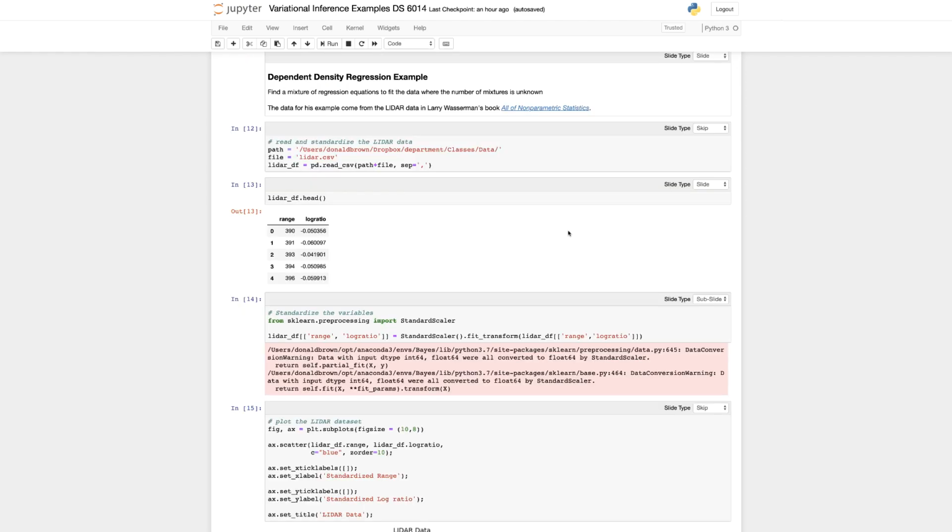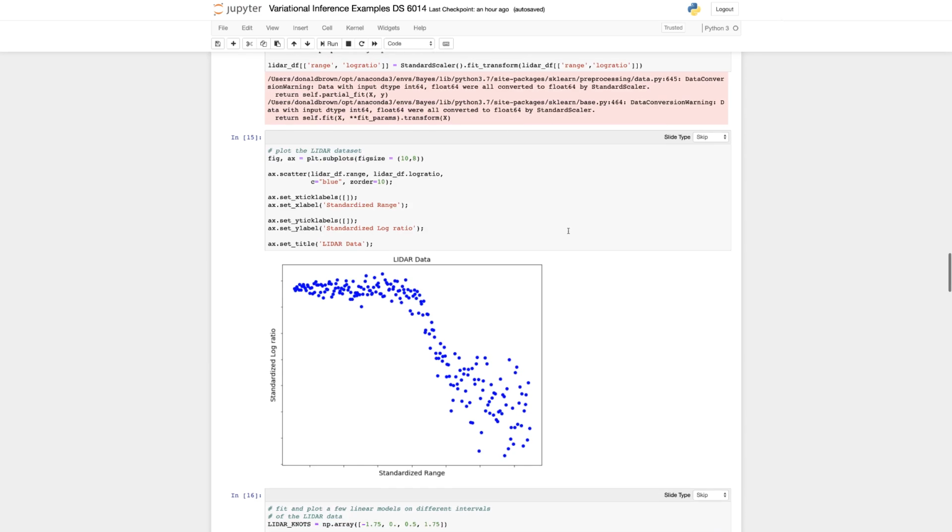Okay, let's now look at another example, and this is an example of attempting to estimate a density across a number of points in a space, and it comes from a data set on LiDAR data in this book by Larry Wasserman. Shown in the one cell is an example of what the data look like. You can see it has two values, range and log ratio, and these are what we're going to attempt to model. And here's what the data look like.